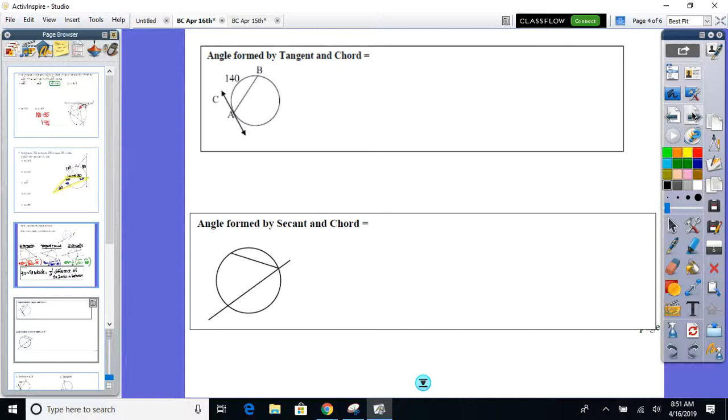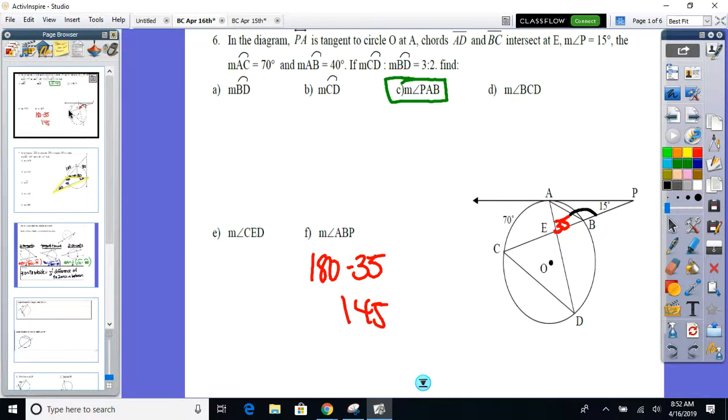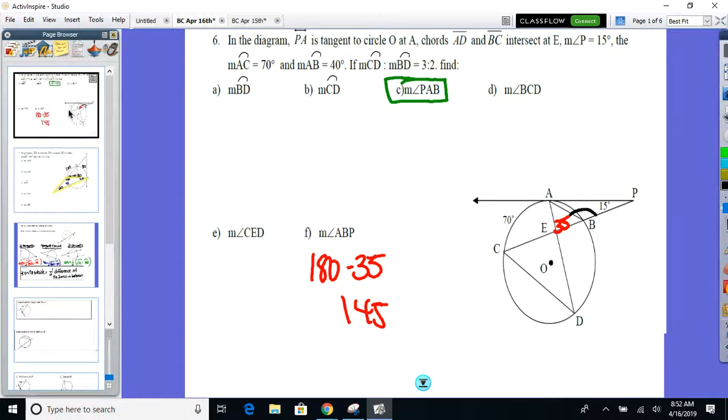Okay, how do I find an angle formed by a tangent and a chord? This was the one I said you might not be able to do yesterday on your homework. Let me go back to the homework example. That was PAB on last night's homework. PA is a tangent, AB is a chord. And the answer was 20 degrees, and the arc was 40.